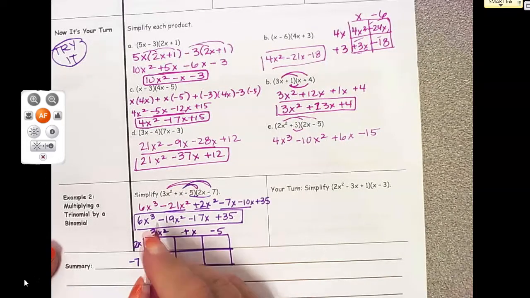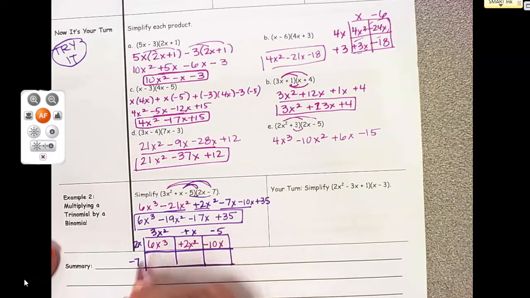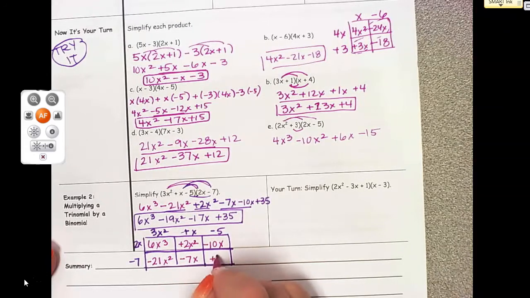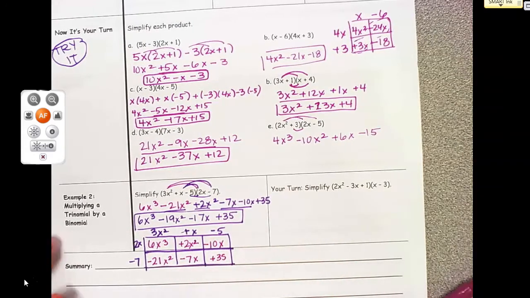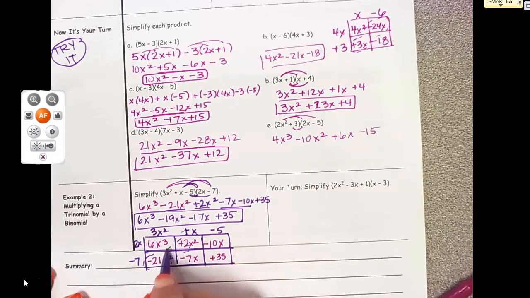So 3x squared times 2x, that's my 6x cubed. 2x times x, 2x squared minus 10x. 3x squared times minus 7, that's minus 21x squared. Minus 7x plus 35. And then usually on the diagonals, here's your like terms. And so you'll end up back with the same answer. It's just 2 different ways of showing how you got there.